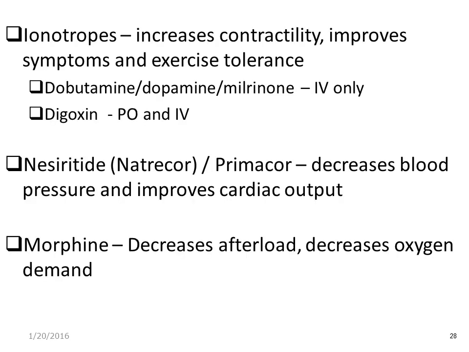Okay. We can also give drugs to improve the contractility of the heart and improve exercise tolerance. Some of these drugs, called inotropic drugs, like dobutamine, dopamine, and milrinone, are only given IV. You can give DIG PO or IV. DIG is used a lot less now than it used to be. There are drugs called Natrecor and Primacor to decrease blood pressure and improve cardiac output. And we also give morphine, because morphine will decrease afterload and decrease the oxygen demand.